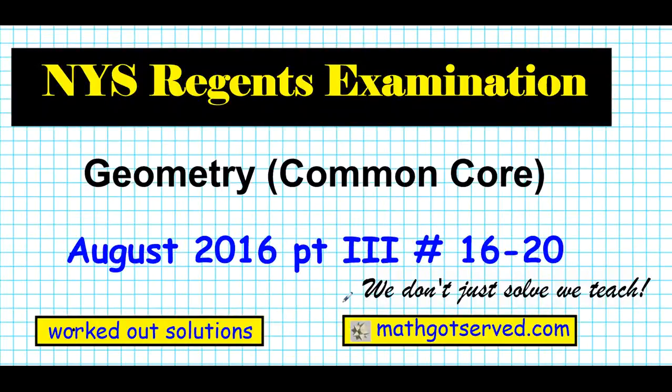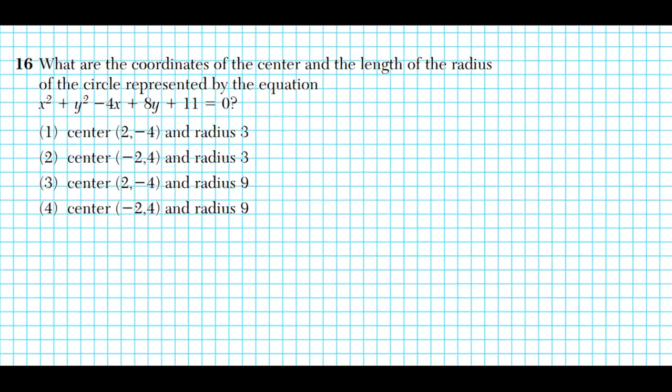In this clip, we're going to be going over problems 16 to 20 of the August 2016 Geometry Common Core New York Regents exam. Alright, let's take a look at question number 16. It says, what are the coordinates of the center and the length of the radius of the circle represented by the equation x squared plus y squared minus 4x plus 8y plus 11 equals 0?